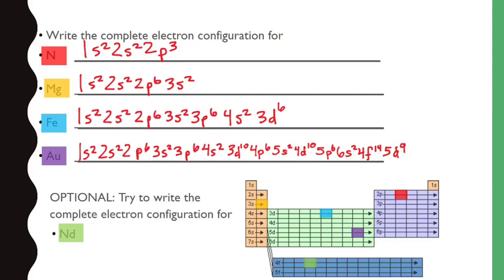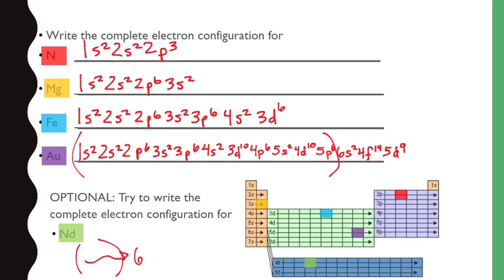Now, I know I say optional complete ND's configuration. Really, it's going to be basically the same as gold's until we get through that kind of 6th energy level there, because ND is down here in the F's, and a lot of people think that that's even harder because it's the F block, but we already went through the F's.